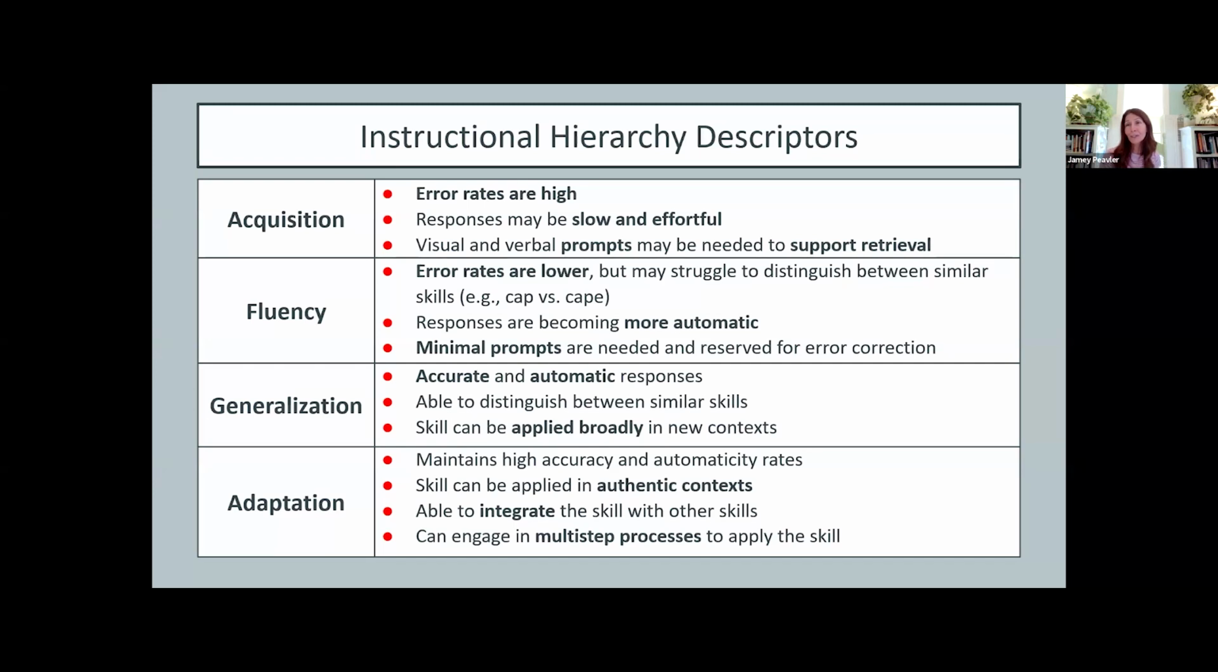We also find at the fluency stage that we're not having to prompt them as much. And so we do want to err on the side of giving fewer prompts and only providing those for error correction. We'll recognize when a student has moved from fluency to generalization, because not only are they more accurate and automatic, but they're making fewer errors related to those similar skills. So they can start to distinguish between things like cap and cape pretty easily.